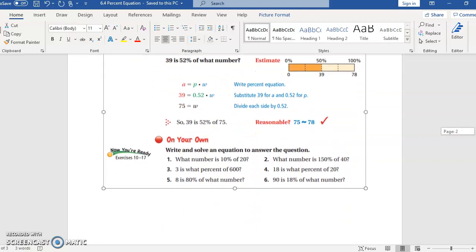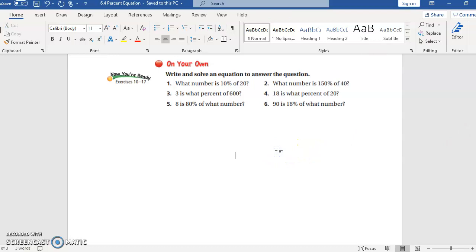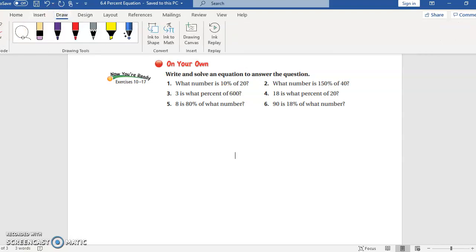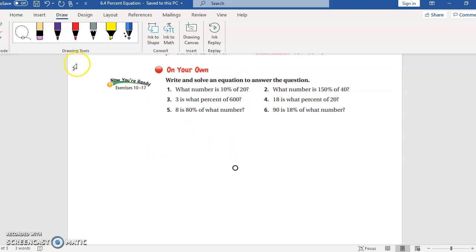Okay. All right. So now we have some examples that we're going to do. So let me get my draw option here. Okay, number 1. All right, number 1. So we always start with the same equation. A equals percent times whole. That's a times sign. Okay. So what number is 10% of 20?